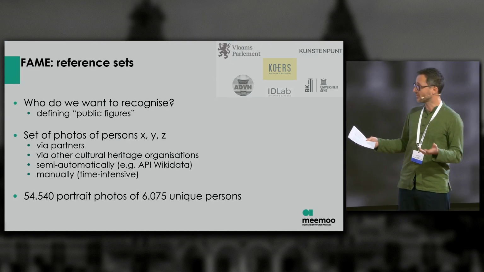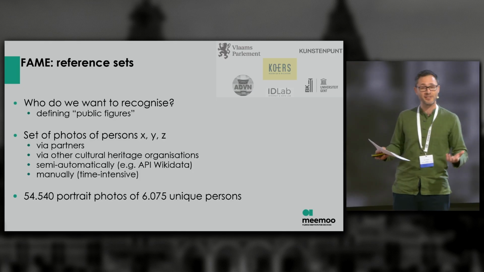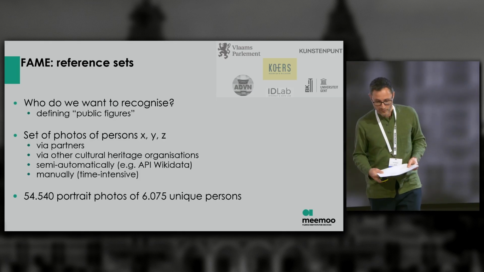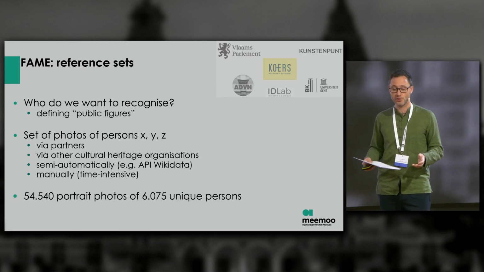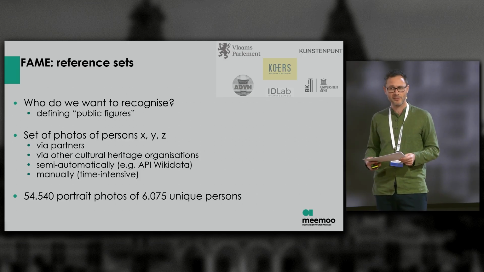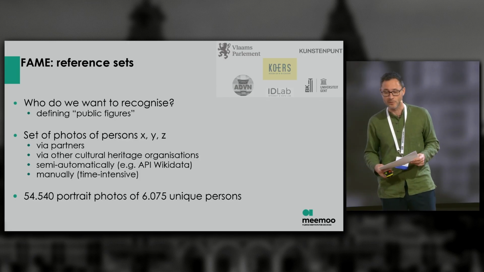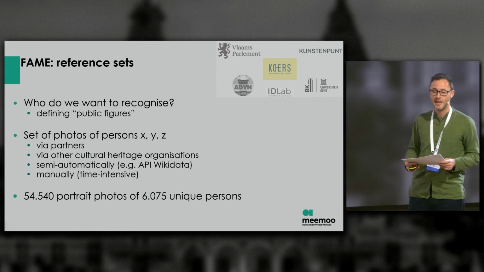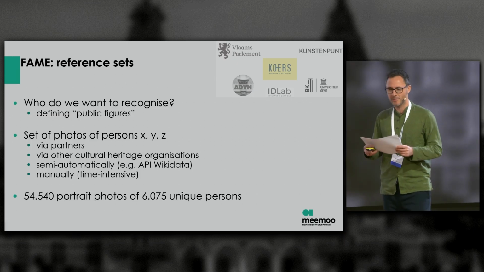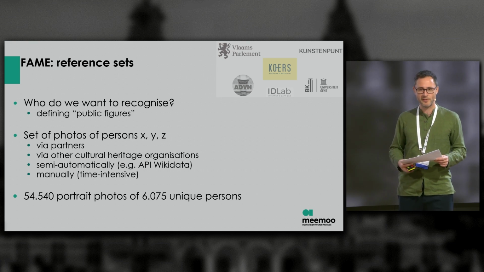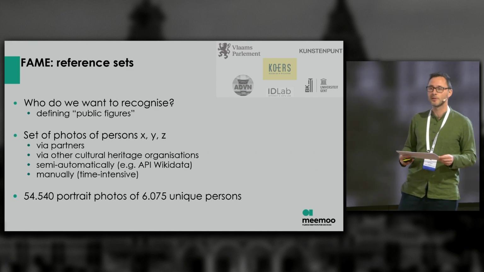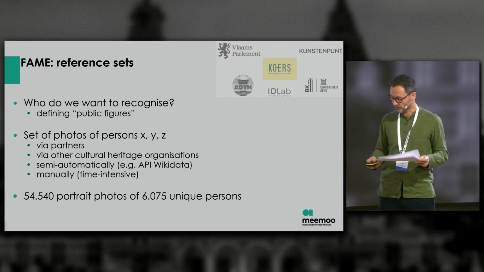But basically, we wanted to get together a set of photos of persons X, Y, and Z via partners, via other cultural heritage institutions, sometimes semi-automatically via Wikidata API and so on, and also manually, which is very time-intensive. But you can see that we managed to get more than 50,000 portrait photos of more than 6,000 unique persons.